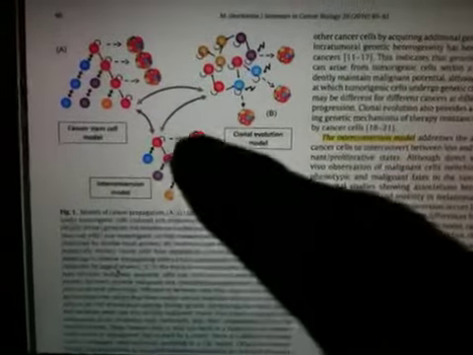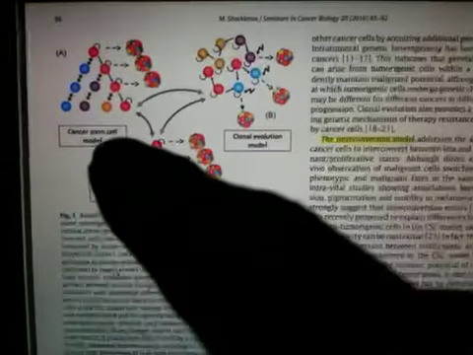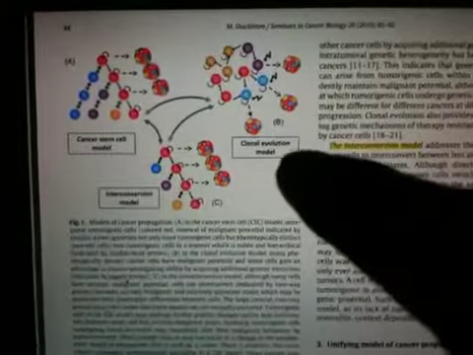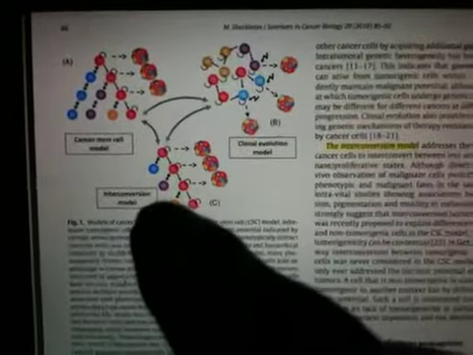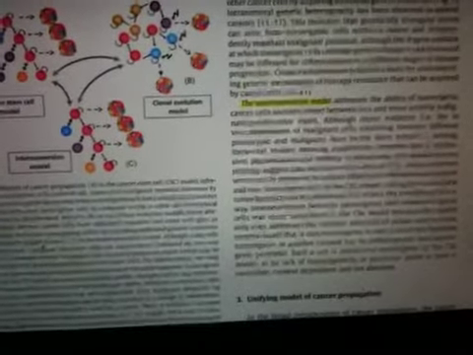So this article is just a comparison of those kinds. As you can see here, there are three different theories. There's the cancer stem cell model, there's the clonal evolution model, and then there's the interconversion model. Let me know if you'd like to hear more about these kinds of things.